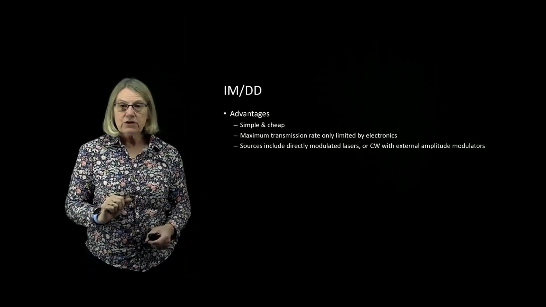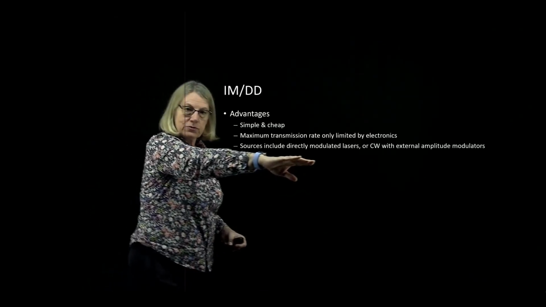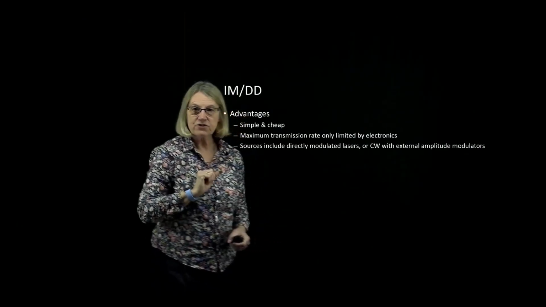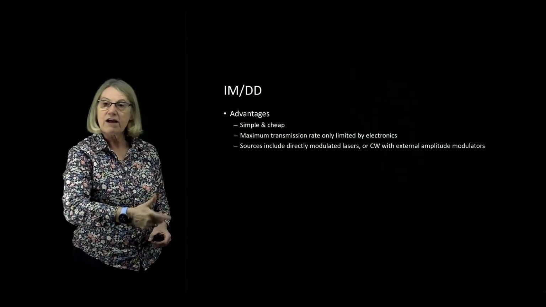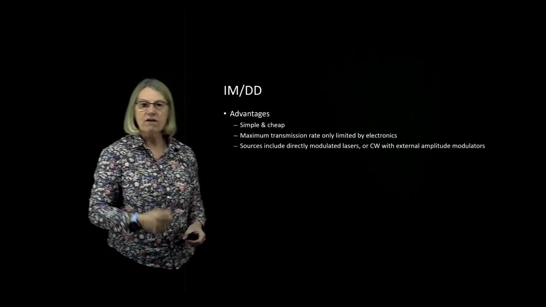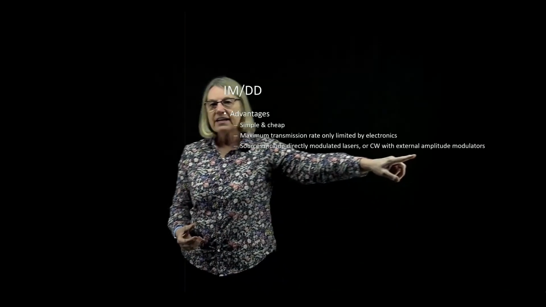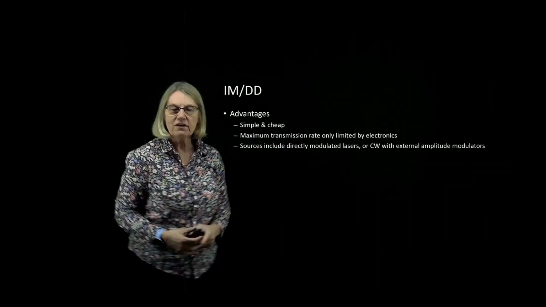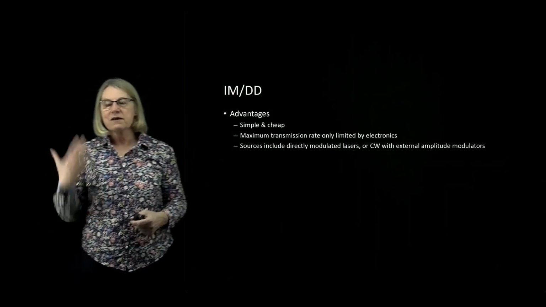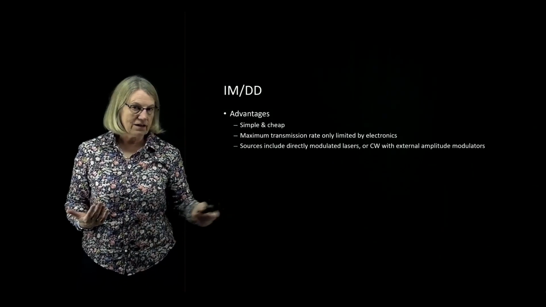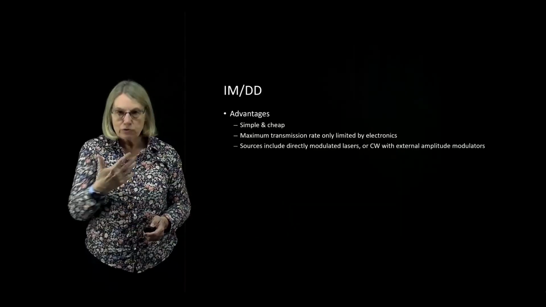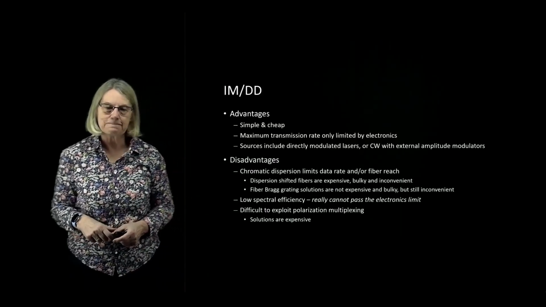The sources we can use are the ones I just gave. We could use directly modulated lasers, where my RF signal is turning the laser on and off. I could use a continuous wave laser and an external amplitude modulator, where the modulator is blocking or sending the light. So both solutions exist, both implementations exist.